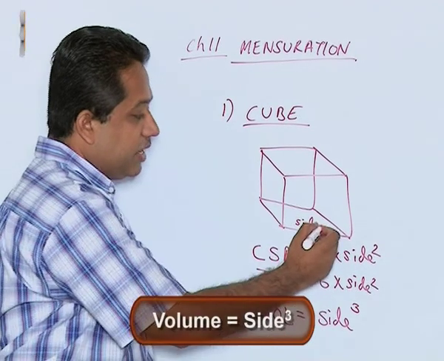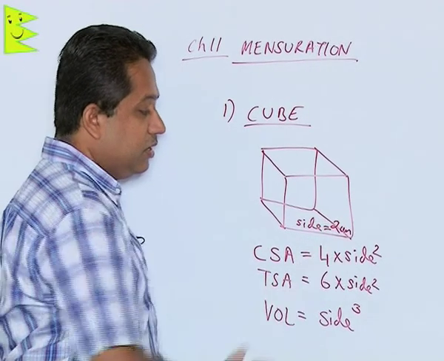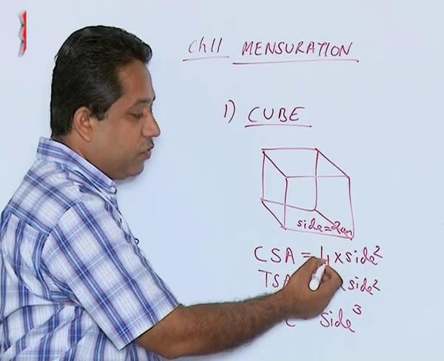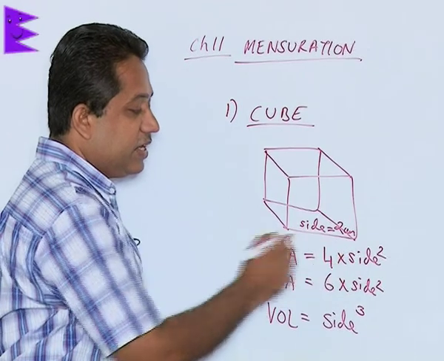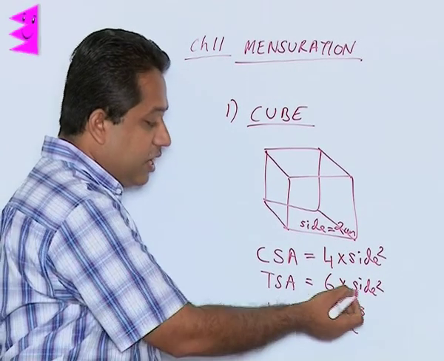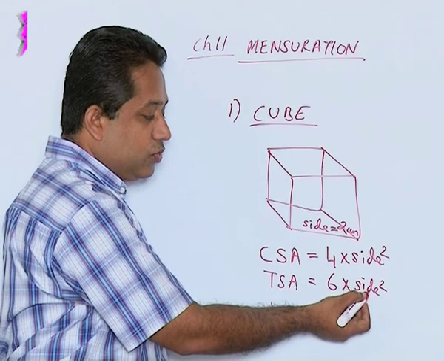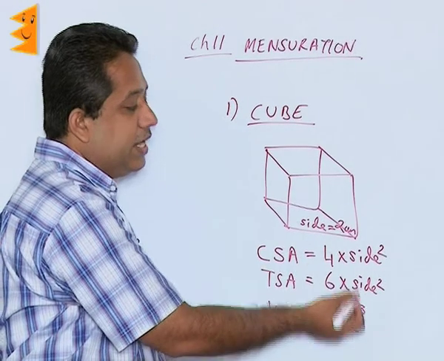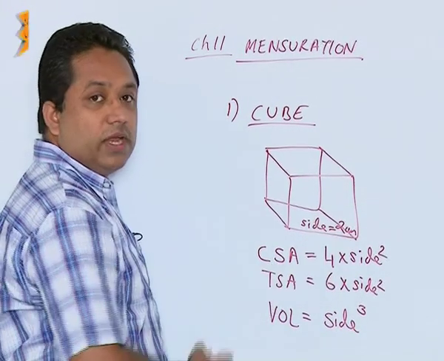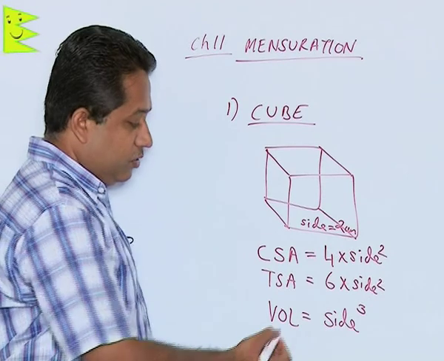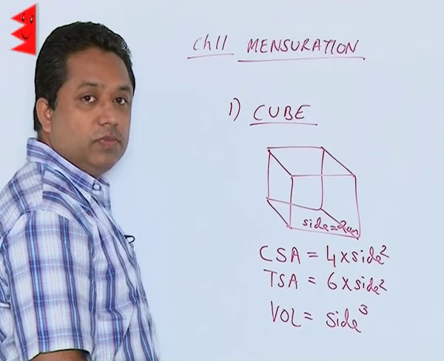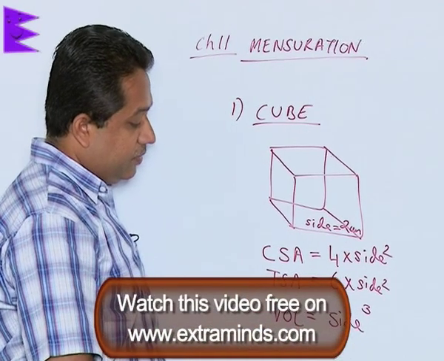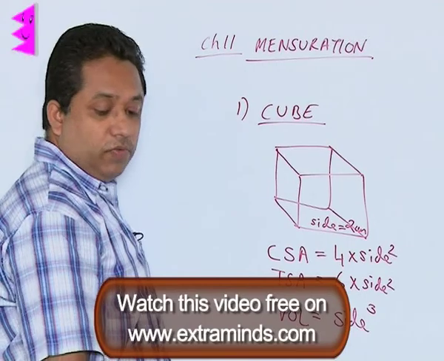So, suppose we are given this side is 2 centimeter, the curved surface area will be 4 into 2 square. So, 2 square is 4, 4 into 4 is 16. So, we get curved surface area is 16 centimeter square. If we have to find the total surface area, then 2 square is 4, 4 into 6 is 24 centimeter square, and the volume is side cube. So, whatever is the side we will cube that. So, 2 into 2 is 4, 4 into 2 is 8. So, volume will become 8 centimeter cube. So, these are the formulas by which we can calculate the CSA, TSA and volume of a cube.